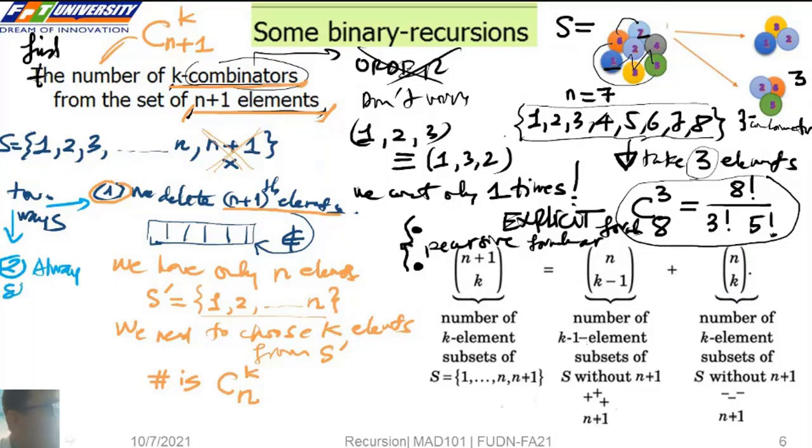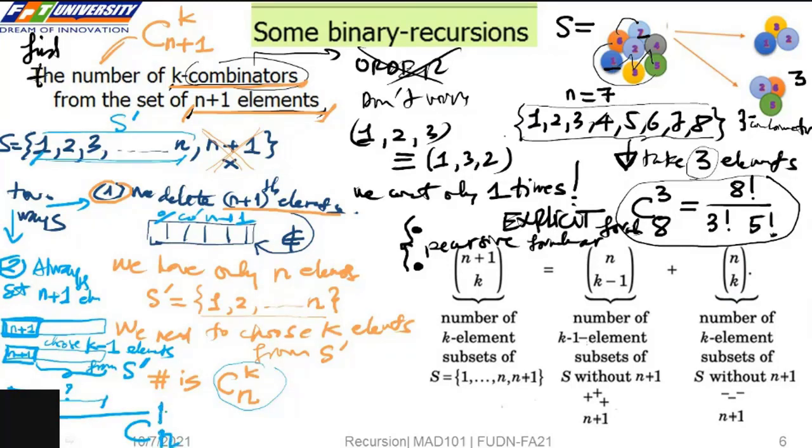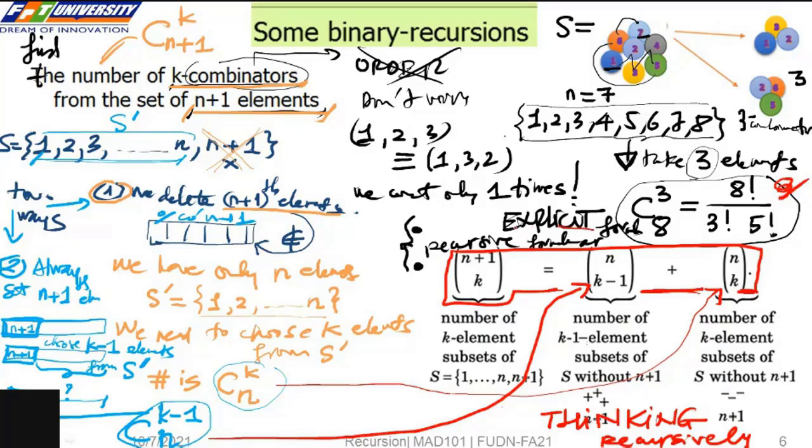In the second way, we always get the n plus 1 element. So here we have to choose k minus 1 elements from the remaining set. C(n, k minus 1). So this is the total number. If we don't know the explicit formula, we can use the recursive thinking tool to find the result.